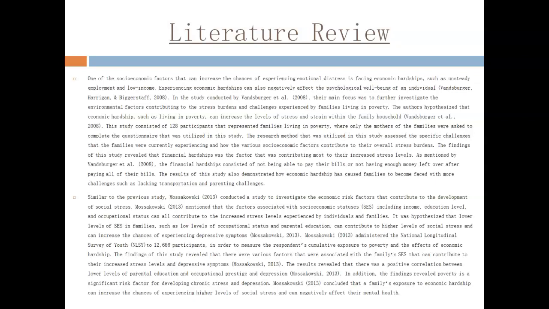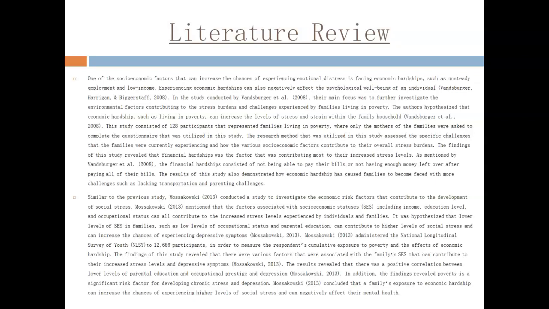The research method that was utilized in the study assessed the specific challenges that the families were currently experiencing and how the various socioeconomic factors contribute to their overall stress burdens. The findings of the study reveal that financial hardship was the factor contributing most to their increased stress levels. As mentioned by Vansberger et al., the financial hardships consisted of not being able to pay their bills or not having enough money left over after paying all of their bills. The results also demonstrated how economic hardship has caused families to become faced with more challenges such as lacking transportation and parenting challenges.